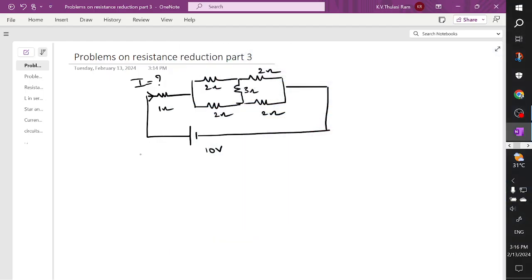Hi everyone. Today we are going to solve resistance reduction techniques part 3. See here, this is the problem given to us, and it is asking us to find the total current I. So how to solve this problem?